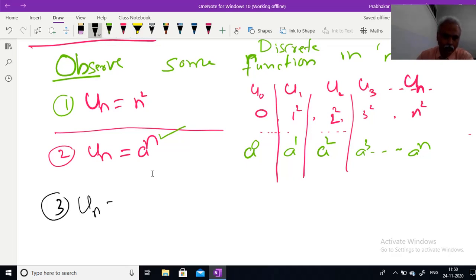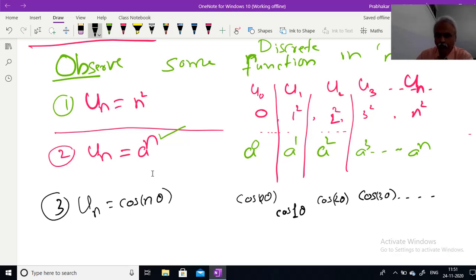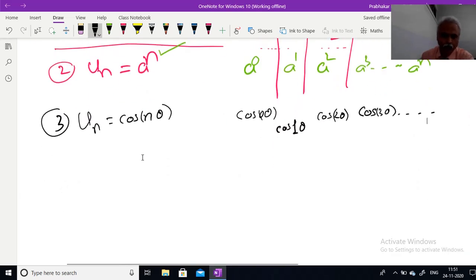Suppose un is cos of n theta, where n is 0, 1, 2, 3. So what are the different values of u0, u1, u2? Cos 0 theta, of course, is 1. Cos 1 theta, cos 2 theta. So go on putting n equal to 0, 1, 2, 3, cos 3 theta. In general, cos n theta. One more? Why not one more? Let us go for one more.